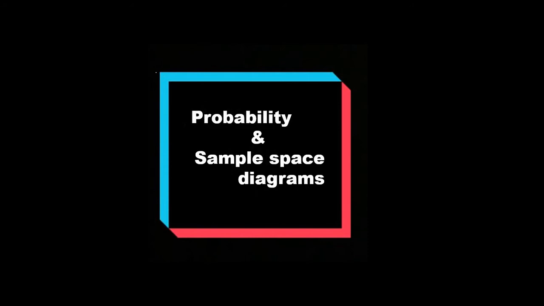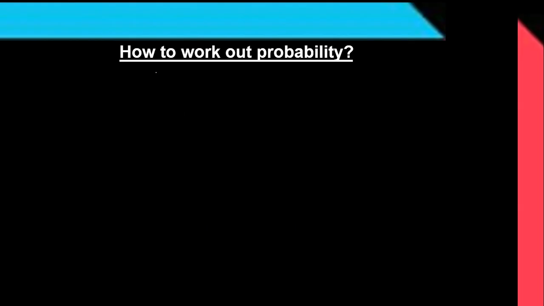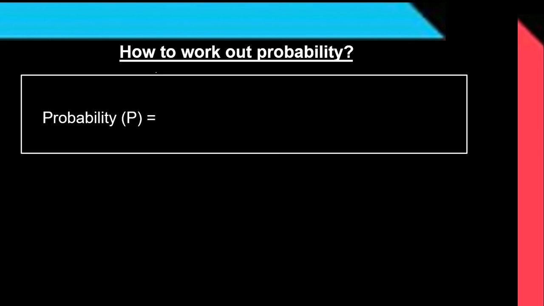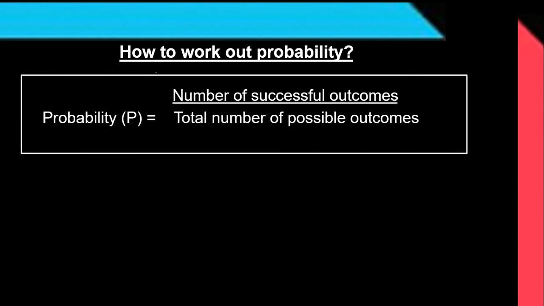So in this video, we are going to look at what probability and sample space diagrams are. The first thing we need to know is how to actually work out the probability of something happening. When it comes to working it out, we have to know how many outcomes there are in that situation. So if you want to work out the probability, you do the number of successful outcomes over the total number of possible outcomes. And that will give us the probability of something happening.